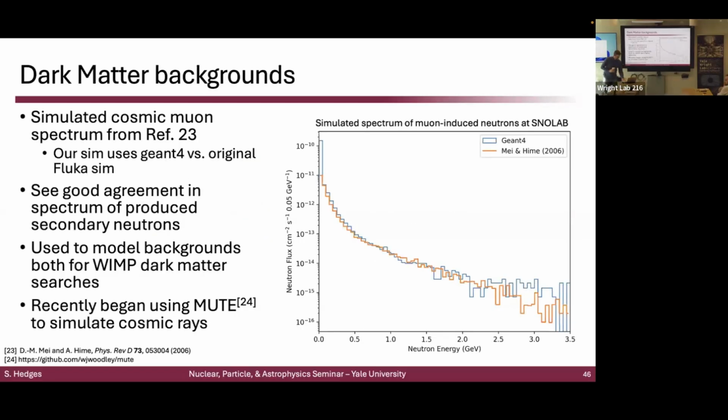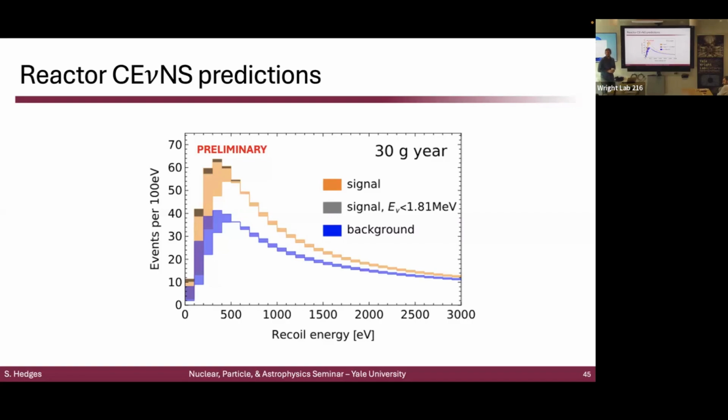How many cubic centimeters of lithium fluoride is 30 grams? Yeah, so the density is 2.6 grams per cubic centimeter. So it's only a handful of these crystals.